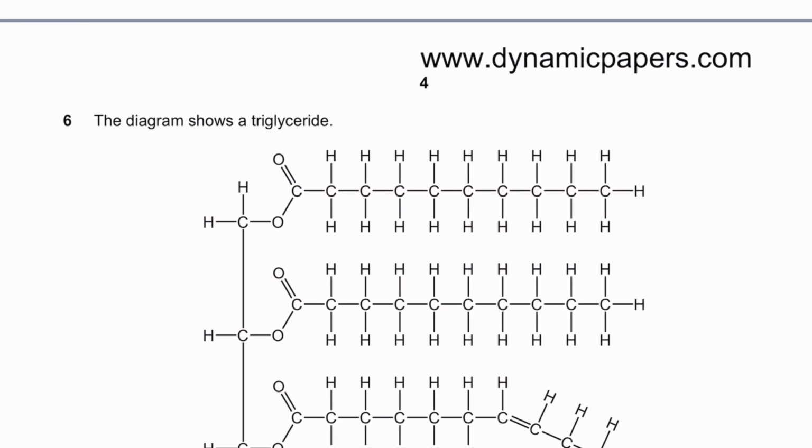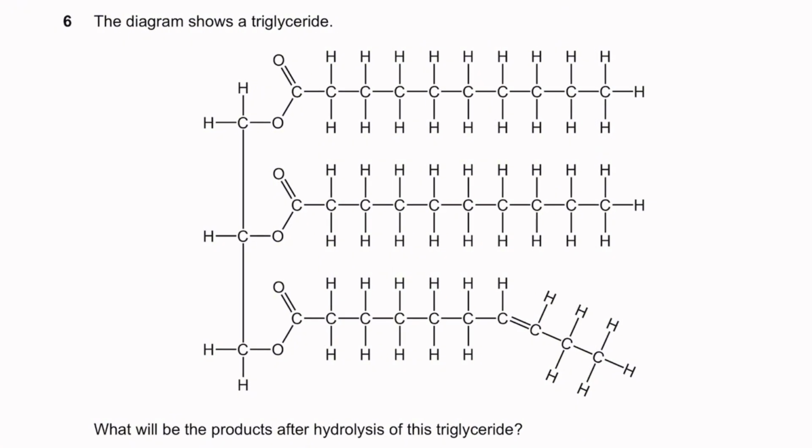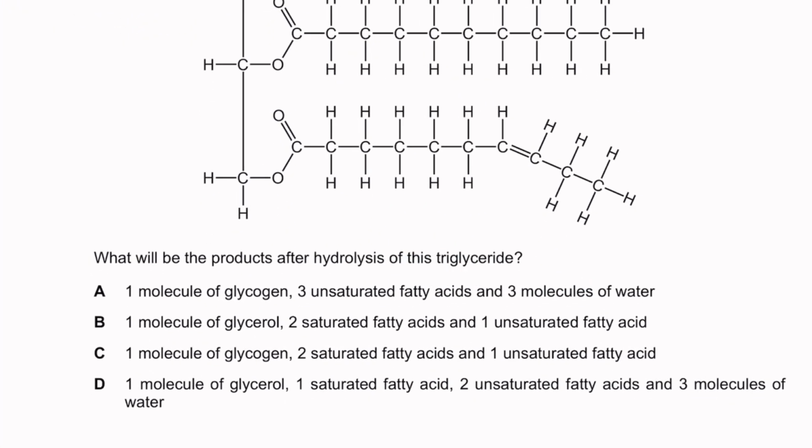The diagram shows a triglyceride. What will be produced after the hydrolysis of this triglyceride? So if you hydrolyze a triglyceride, you're going to produce 1 glycerol, 3 fatty acids. He's saying 1 molecule of glycogen. Wrong. 1 molecule of glycerol, 2 saturated fatty acids, and 1 unsaturated.